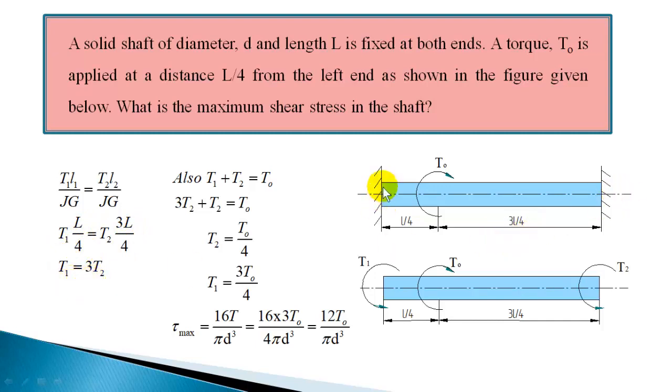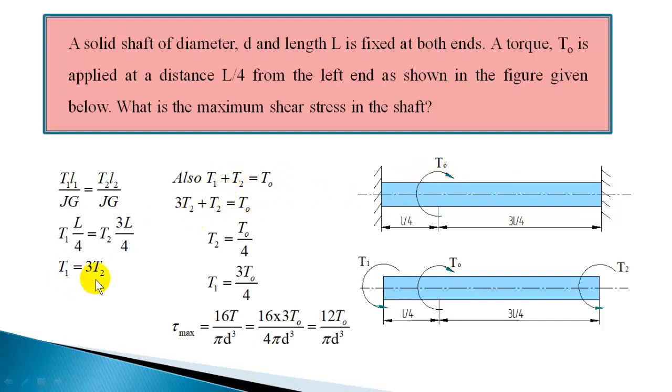So torque here will be 3 times the torque acting on the other end. And here it will carry more torque because the torque applied is closer to this fixed end. So T1 is going to be 3 times T2. Also we know that T1 plus T2 is equal to total torque T0.